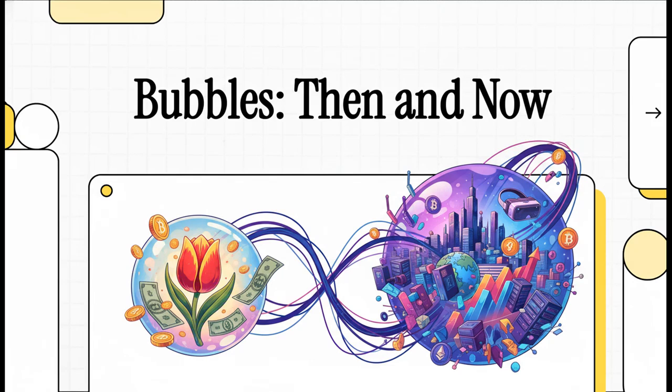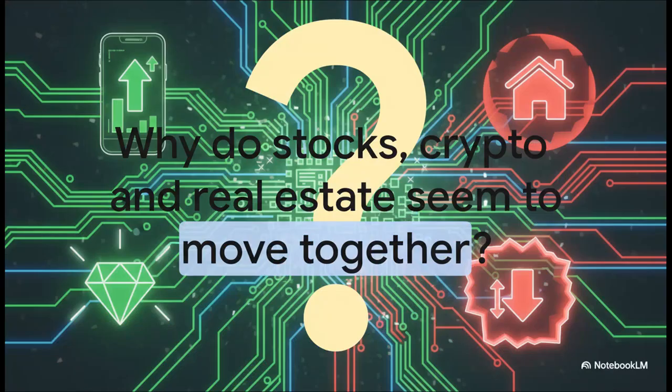Today, we're diving into a huge change in how our economy works, especially when it comes to financial bubbles. We've gone from these kind of specific manias, like for tulips, to something that feels like, well, a bubble in everything all at once. Have you ever noticed this?